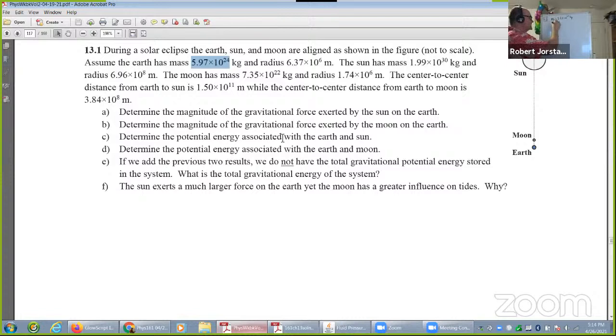Mass of the Sun. Isn't that 1.99 times 10 to the 30th? A million times bigger, right? Wow, that's crazy. And then the center to center distance from Earth to Sun.